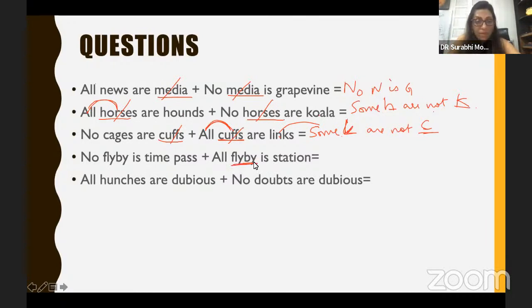Again, the middle term is written with all. Let's eliminate it. We will get a some-not answer. Some stations are not time pass. Right? Then the middle term is doubts. It is not written with all. Hence, we will get a no answer. No doubts are hunches, or no hunches are doubts.